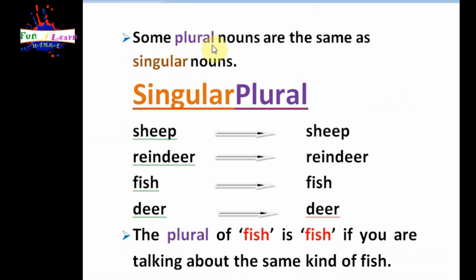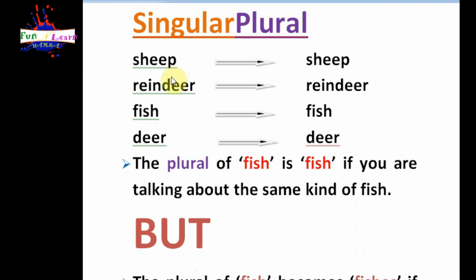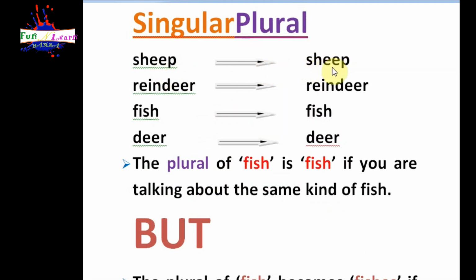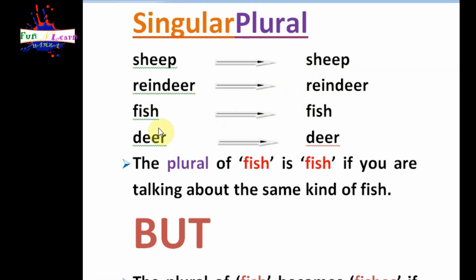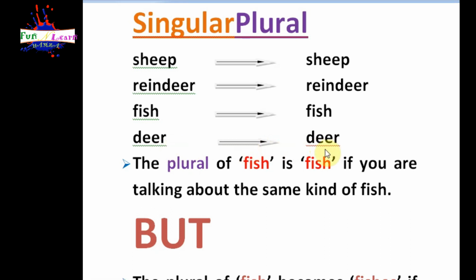Now, some plural nouns are the same as singular nouns. It means whether you use these nouns as singular or plural, they will remain the same. Nothing will change. Like sheep. For a singular, one sheep, you will call it a sheep, and for plural, more than one, it will remain sheep. Reindeer will remain reindeer as singular or plural. Fish will remain fish as singular or as plural. Deer will remain deer, whether singular or plural.